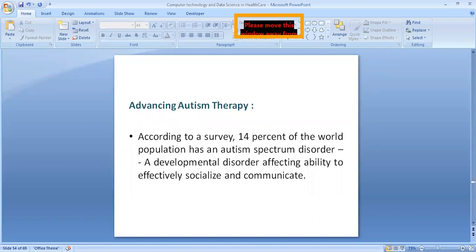If you look at the application side of virtual reality, the first one is autism therapy. Autism is a cognitive disorder. Children with autism don't socialize with the community. They tend to isolate themselves from the rest of society. So it's not easy for them to communicate or socialize.